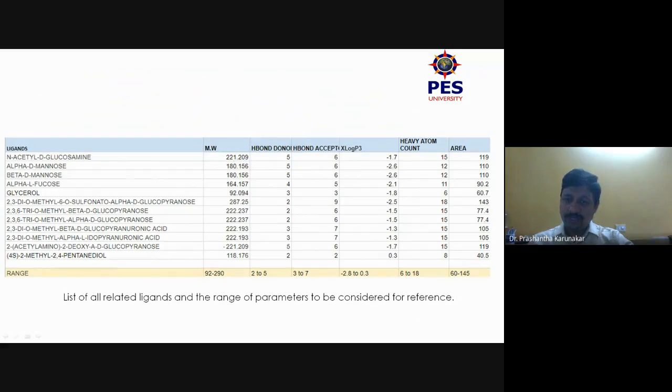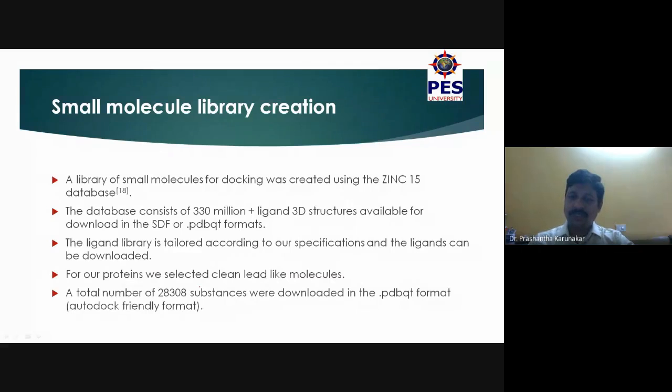Then we looked into the molecular weight range, the number of hydrogen bond donors and acceptors, logP, heavy atoms, area, everything. Then we also made the ranges: what is the minimum and maximum molecular weight, the minimum and maximum hydrogen bond donors and acceptors, the minimum logP, and so on. And these values are used in this screening. In the ZINC15 database, we have about 330 million compounds, which we can download in PDBQT format to perform the docking. But considering these 330 million compounds, docking becomes too tedious, so we need to have a strategy.